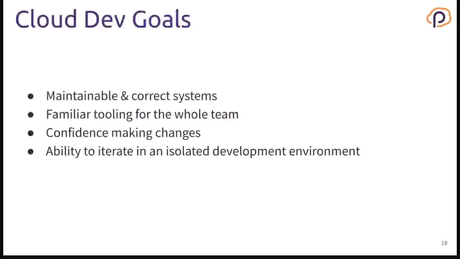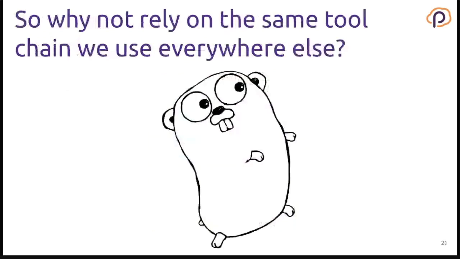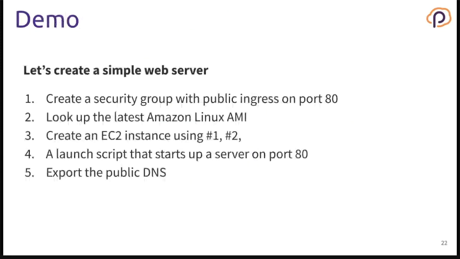Yeah, seriously. So let's just take a step back for a moment, right? What do we want out of our cloud development process? We want maintainable and correct systems first and foremost. A familiar tool chain that we can use with the whole team, because software isn't built in isolation after all. We got to work with other people and whatnot, right? Confidence making changes, and then the ability to iterate in an isolated development environment, right? And I say, are these goals really different from traditional desktop development? So yeah, why not rely on the same tool chain that we're used to using everywhere else? Good old Gopher.